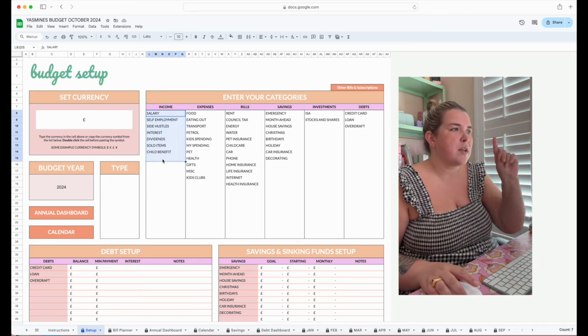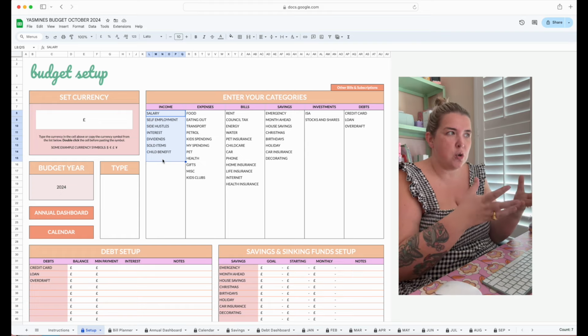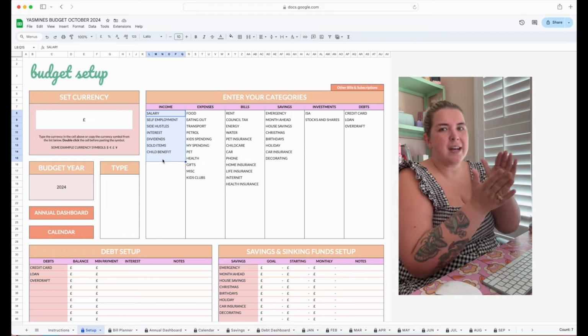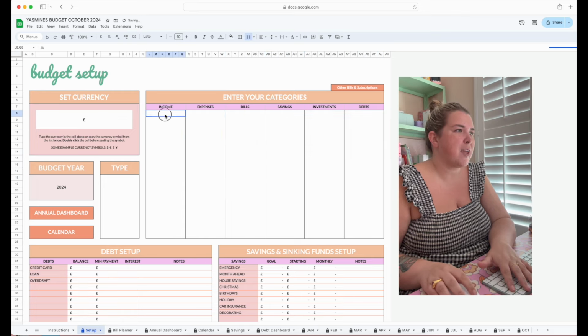I have all of these different categories. You basically update them to put what you have coming in and going out. So I'm going to just go ahead and delete everything for now.